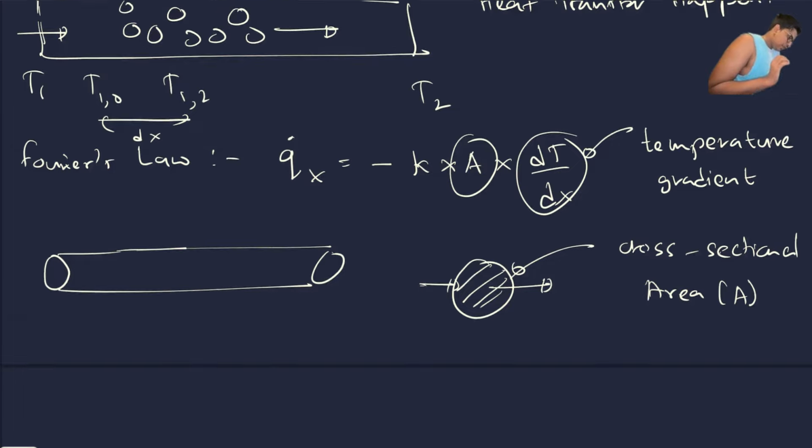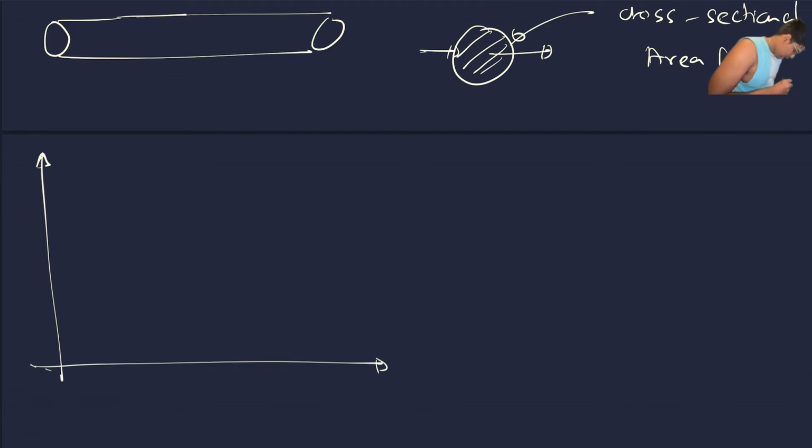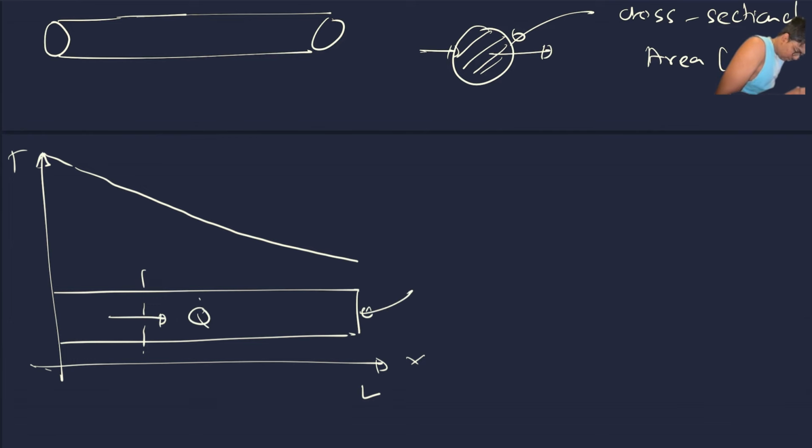I would like to dive in a bit more. Let's think about how temperature changes along the bar. Let's consider a bar of length L. This is temperature, this is X. Simply, the heat transfer happens like this, and the temperature gradient is represented by this. Now if I draw it further, Q dot, and then this is the cross-sectional area of the bar, beam or wall, A.